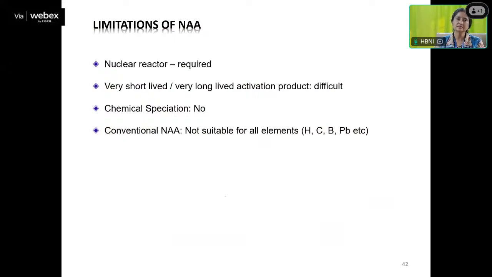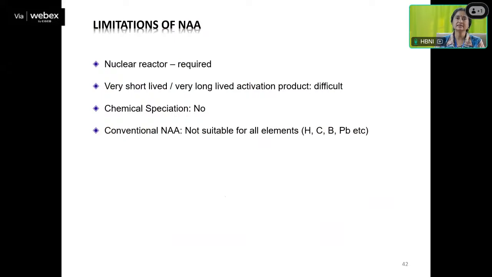Now, chemical speciation is not possible because you will get only the total sample. Chemical speciation is something you have seen in the case of electrochemical analysis. You can do chemical speciation there, but here in NAA it is not possible.